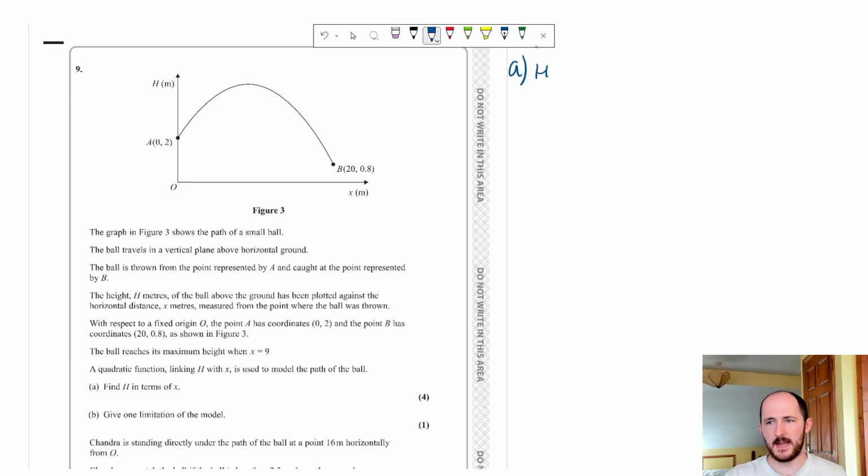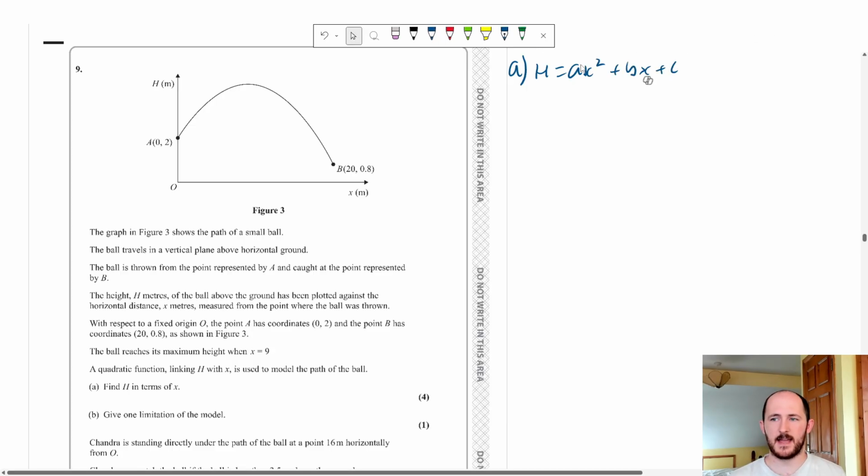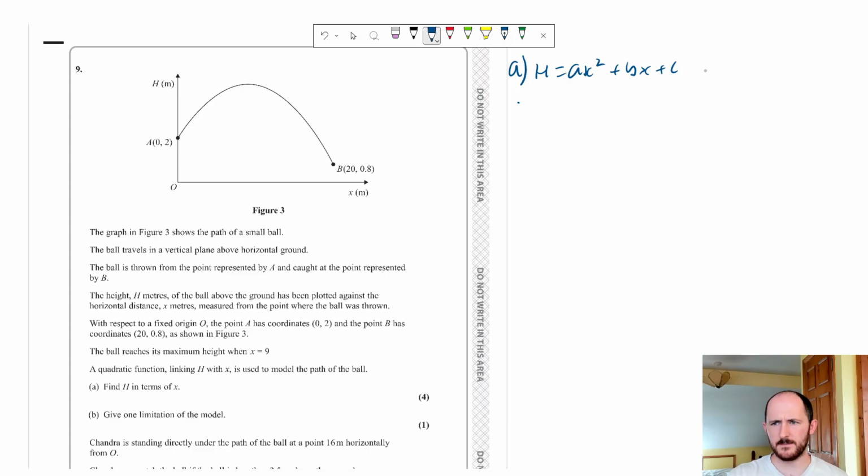So here, you would write h equals ax squared plus bx plus c. Now you might correctly say that a would have to be negative because it's a sad face. That's true, but we're just going to get a as a negative number. And now we're going to sub in all of the coordinates that we get. The interesting thing about this coordinate is that when x equals 0, h equals 2. If I sub in x is 0, that goes away, and this goes away, which means we just get 2 equals c. I'm still going to write x equals 0, h equals 2, which means c would have to be 2. And then we also have that at x equals 20, h equals 0.8.